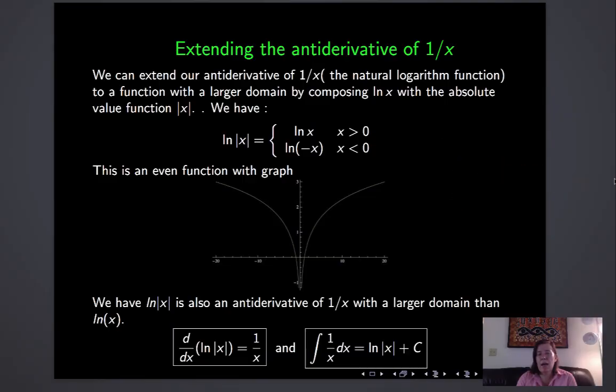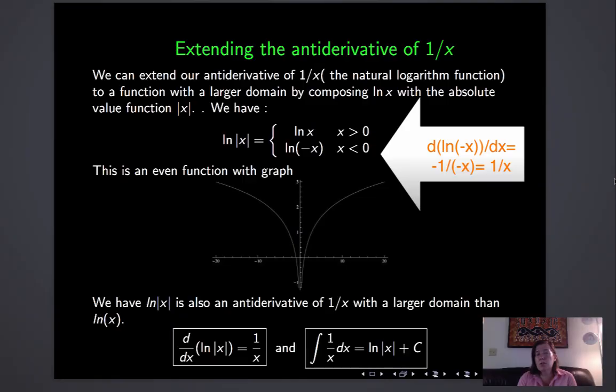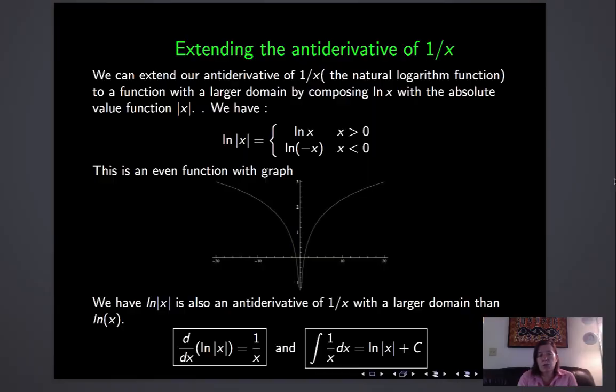Now, the natural log of the absolute value of x is also an antiderivative of 1 over x, but this is true for all x values where x is not equal to 0. And you can verify that. We know that the derivative of the natural log of x is 1 over x for x greater than 0, and the derivative of the natural log of the absolute value of x for x less than 0 is the derivative of the natural log of minus x, and using the chain rule we see that that's 1 over minus x times minus 1, which is 1 over x.